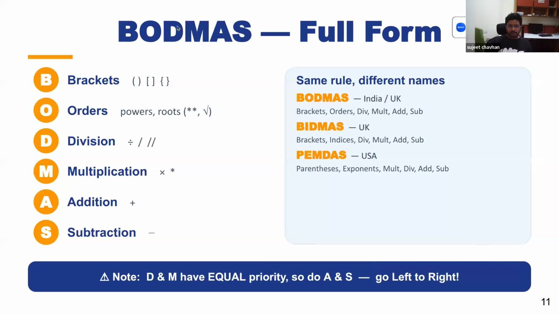Yeah. So in BODMAS, what is the full form? B means brackets, O is orders, powers or roots, D is division, M is multiplication, then addition, subtraction. So division and multiplication have same precedence. Addition and subtraction have same precedence. Same thing is written here. Same rule, different name. India and UK use this name. USA uses this name, PEDMAS, PEMDAS, something like that. Okay. Does anyone have any doubts in BODMAS thing? So this BODMAS thing is clear.